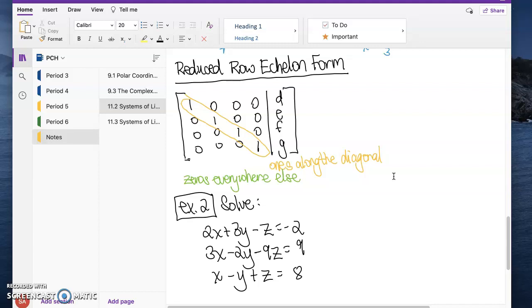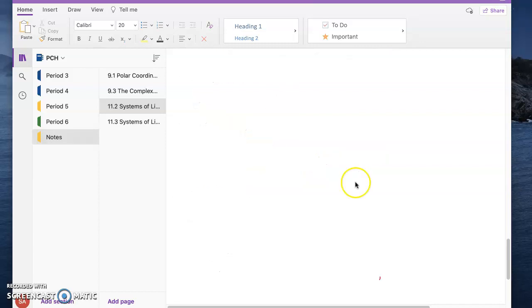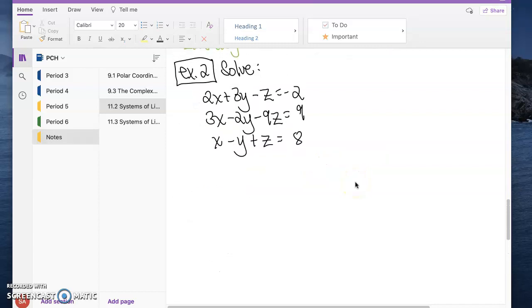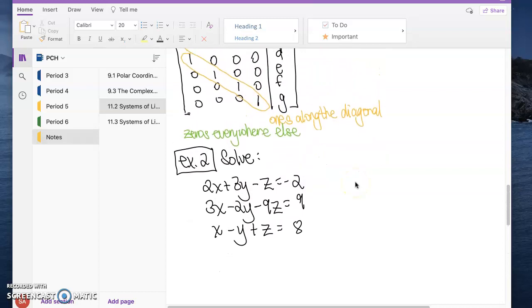Okay, so reduced row echelon form, the only difference, now this is just a bigger matrix than the previous one. The only difference is instead of just having 0's below the diagonal, we have 0's below and above the diagonal. And I'll show you why I actually prefer solving using reduced row echelon form as we solve a problem. Okay, so let's do an example.